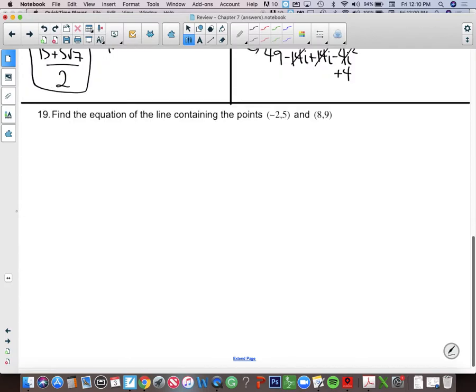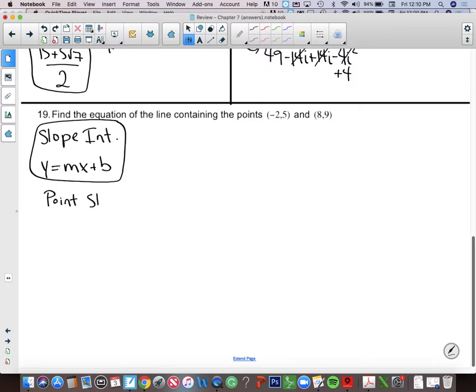For 19 here, this is the review problems, linear equations. So remember we had slope-intercept form, which is y equals mx plus b. We could use that. We also have point-slope form, which is y minus y1 equals m times x minus x1. Okay, so we could use that. This is probably the one that I would use.